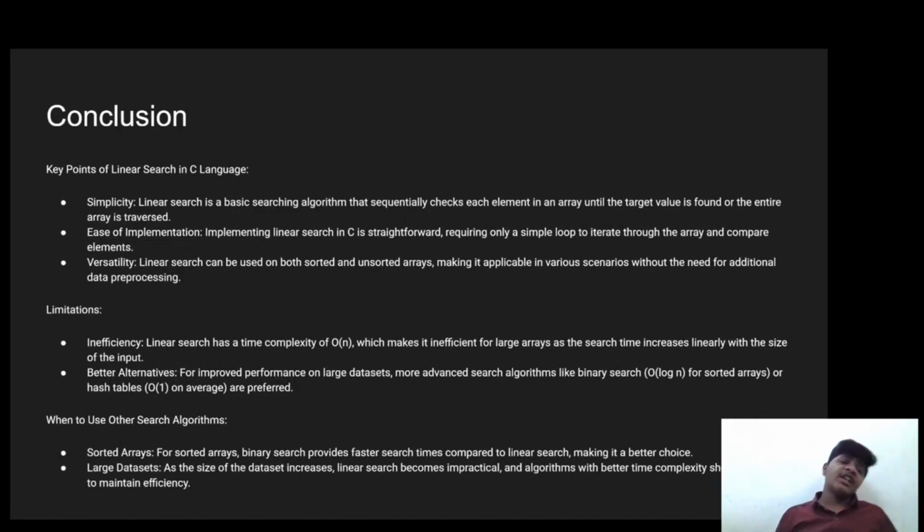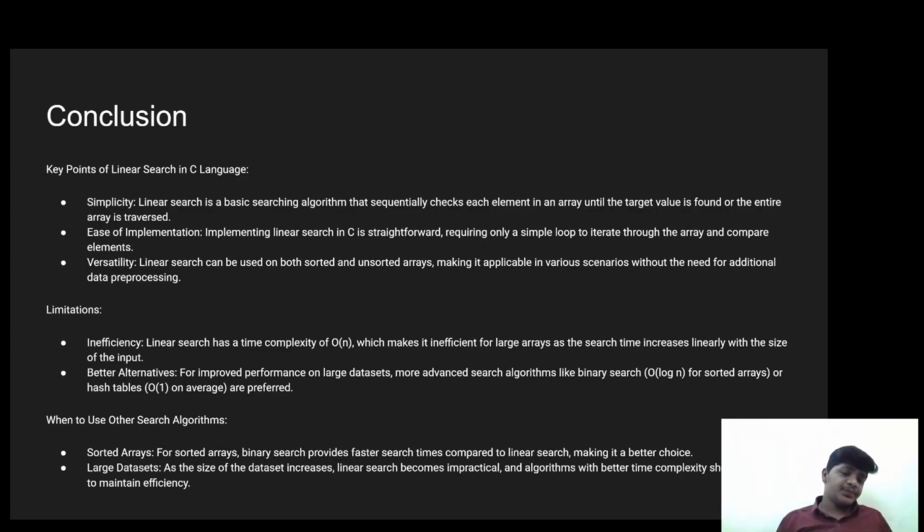Let us get the final conclusion for linear search. Okay. Key points of linear search in C language. Simplicity. Linear search is a basic searching algorithm that sequentially checks each element in an array until the target value is found or the entire array is traversed. Ease of implementation. Implementing linear search in C is straightforward, requiring only a simple loop to iterate through the array and compare elements. Versatility. Linear search can be used on both sorted and unsorted arrays, making it applicable in various scenarios without the need for additional data processing.